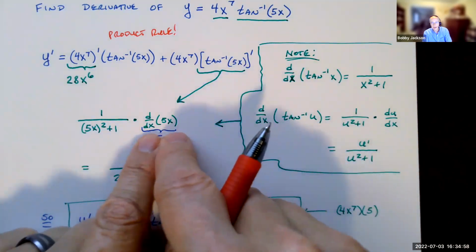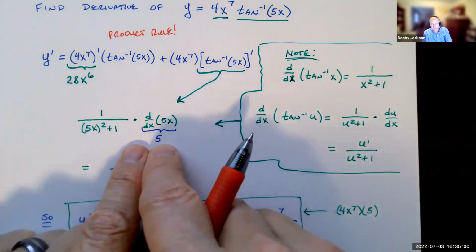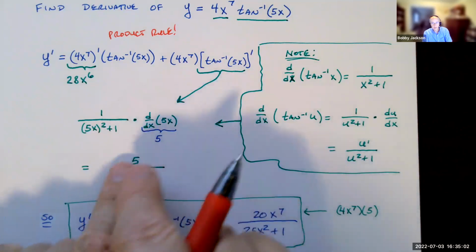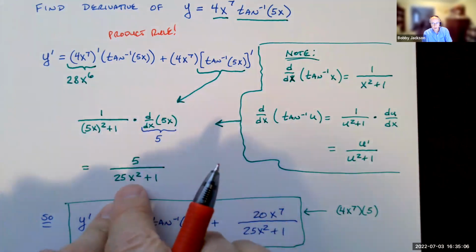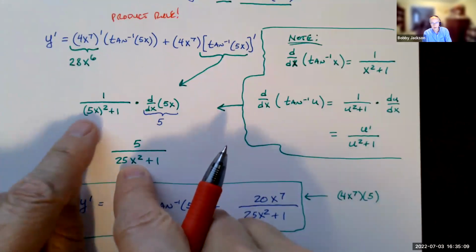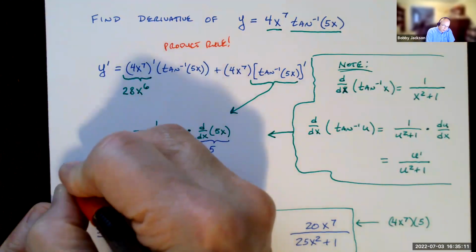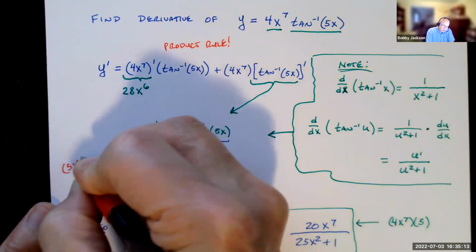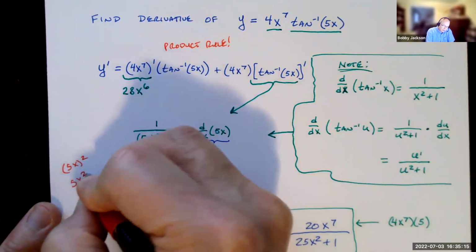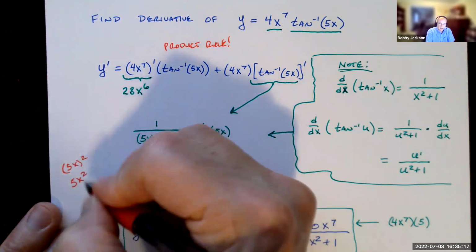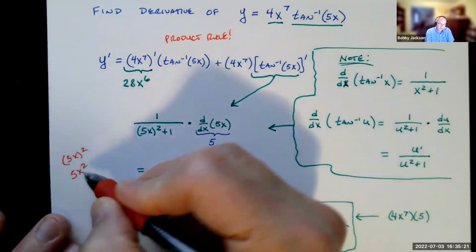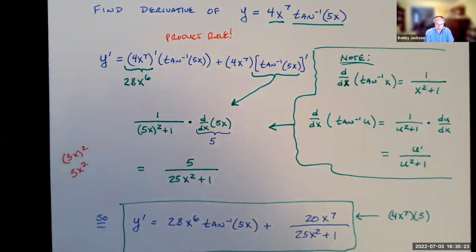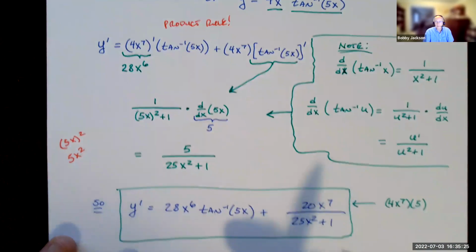With respect to x, that derivative is just 5. So I have 5 times 1 is 5. And (5x) squared, be careful, 5 squared is 25x squared. Please know the difference between 5x squared and (5x) squared. These are not the same expression. The top one is 25x squared, whereas, of course, the bottom is just 5x squared. These are not the same.